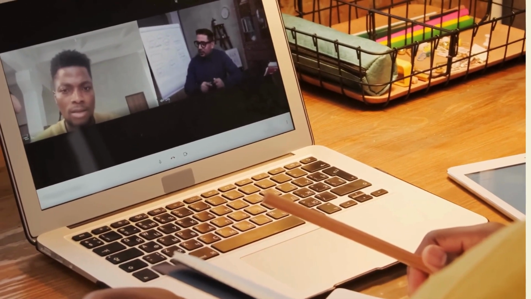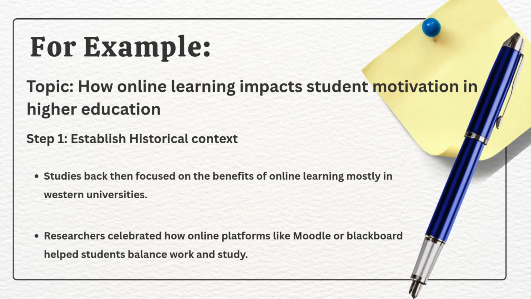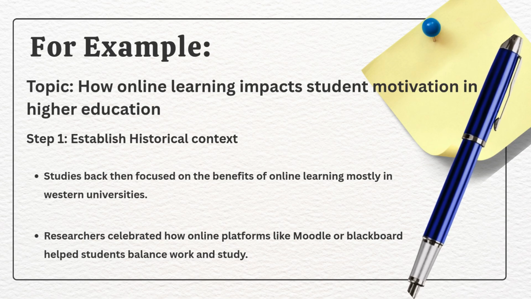A narrative review doesn't follow a strict method like a systematic review. It gives you freedom, but with responsibility, to build an argument using what others have said. Let's walk through a real example together. Imagine your topic is how online learning impacts student motivation in higher education. In a narrative review, you don't just say 10 researchers found this, 5 researchers found that. That's not helpful. Instead, you tell the story of the research journey over time and across perspectives.